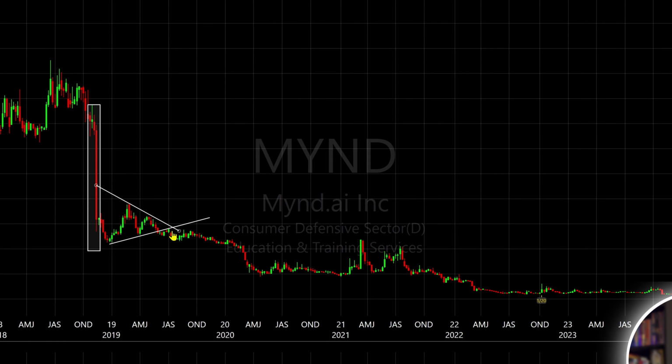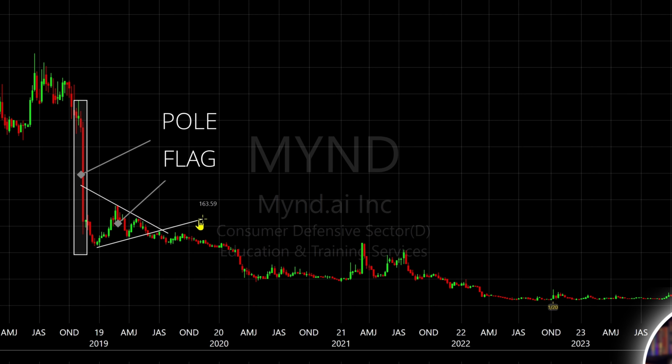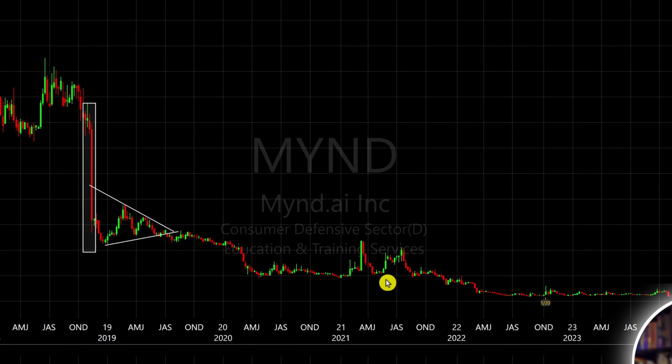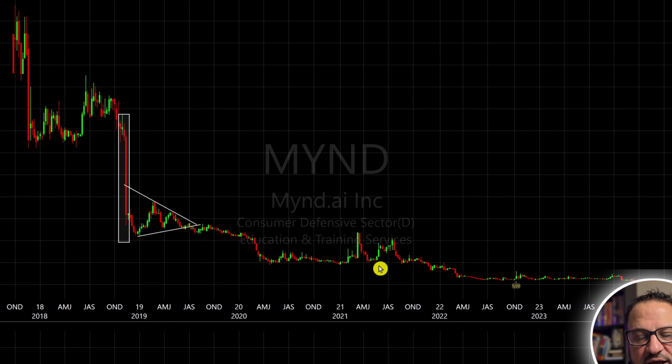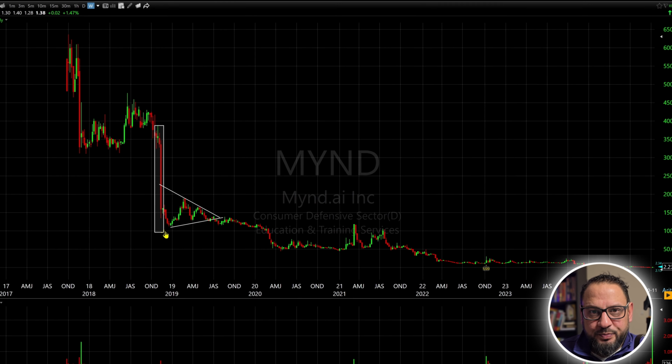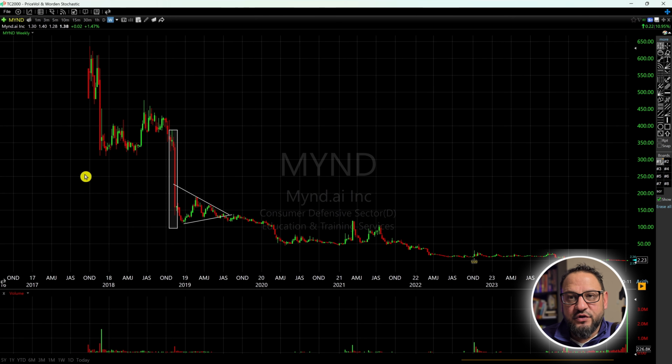By the time it breaks that flag, high selling pressure starts stepping in. So you see that flag right here? As soon as it breaks it, sellers step in and the price goes down. Does it always go down? No, it does not always go down. It's an indication of a high probability of the price going down. So that is the second pattern. The bull flag is the first and the bear flag is the second.